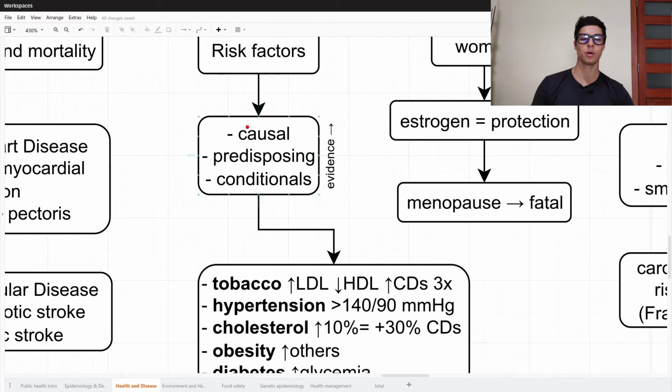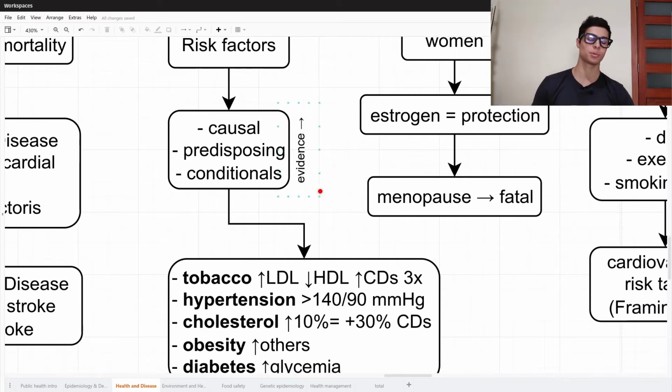The ones with most evidence are the causal risk factors. These are exactly what are correlated to having cardiovascular diseases. Predisposing are those ones that can enhance your probability of getting those cardiovascular diseases, and conditionals are those ones that lack evidence, but they may or may not increase the probability of getting those diseases.